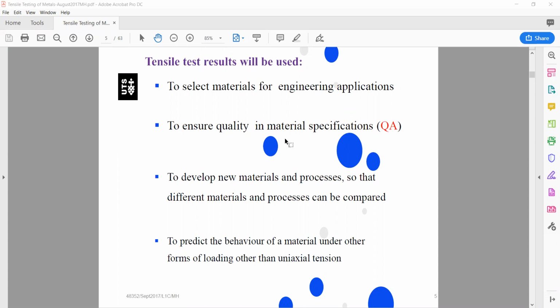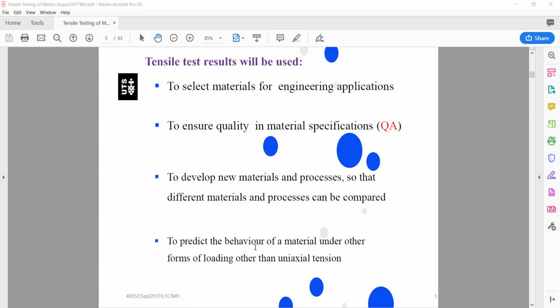The other is to ensure quality in material specification. For instance, when factories produce materials like steel, they need to make sure that their quality is as per their specification. To maintain their quality, they have to do tensile testing every time from each batch of their products. The other is to develop new materials. When you develop new materials, you also have to do tests to make sure that the new material is as per your requirement.